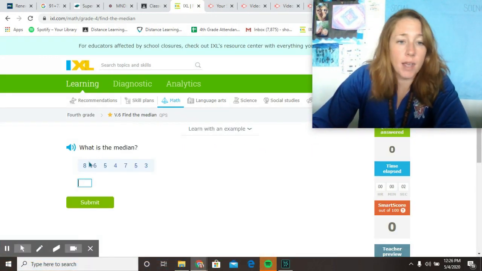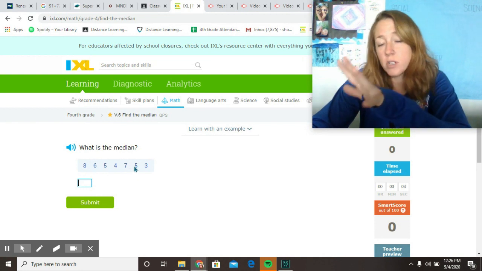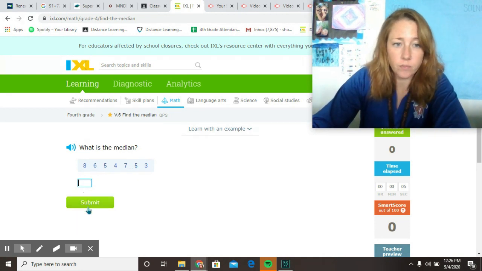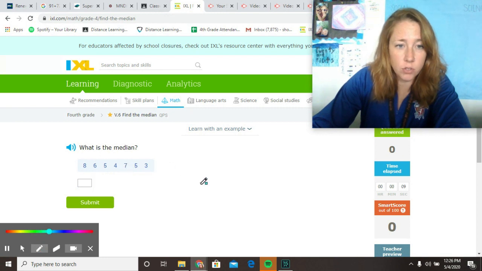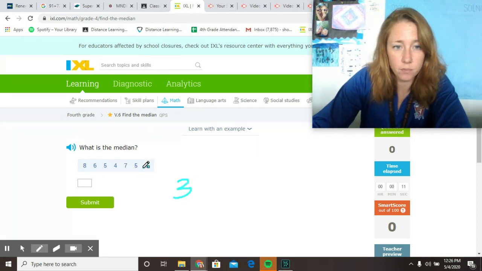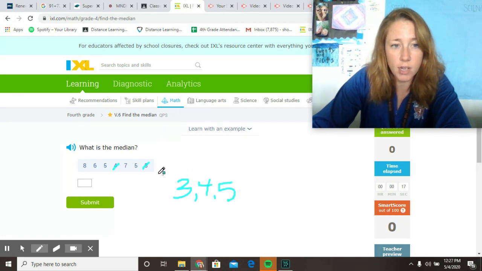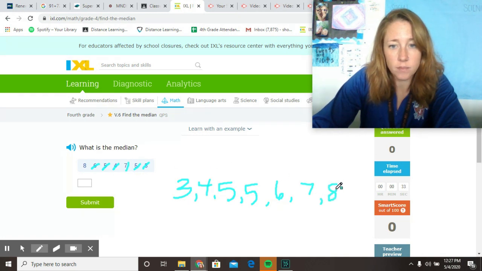First thing to do is I'm going to put them in order. You always have to do this first, from least to greatest. So you're going to have to rewrite. So I'm going to go 3, 4. You'll have to do this on paper and pencil probably. 5, and there's 2 5s, so I have to use both of them. Can't just do one. 6, 7, I missed it, and 8.